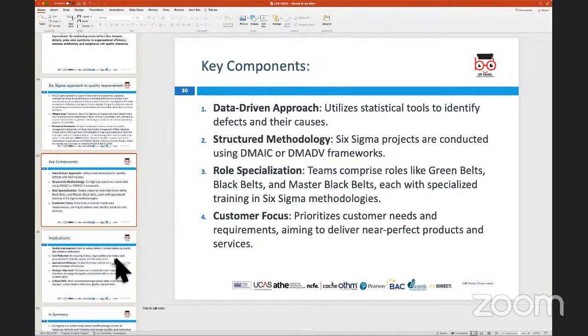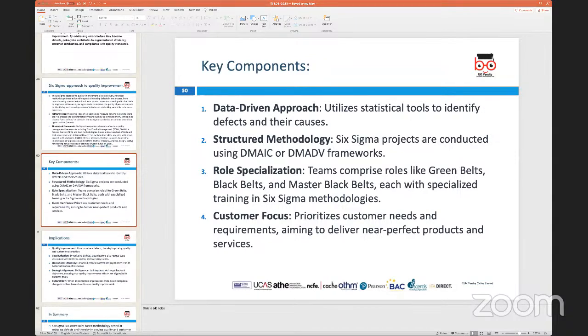Now, within this process, because it has been around for a few decades, there are different types of role specifications which have been created in Six Sigma. So there is a green belt, there is a black belt, there is a master black belt, and each of these is a specialized training program that you get into. And when you achieve this, you are considered to have the ability to manage these processes at various levels within the Six Sigma quality improvement program.